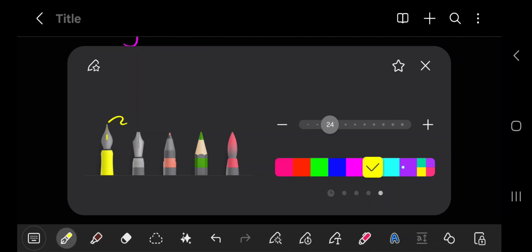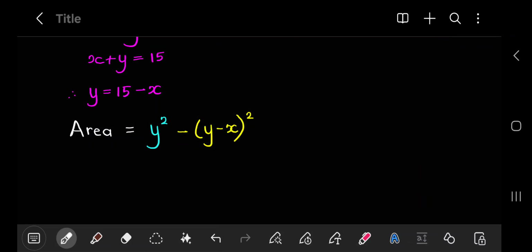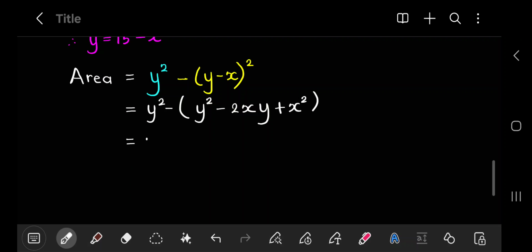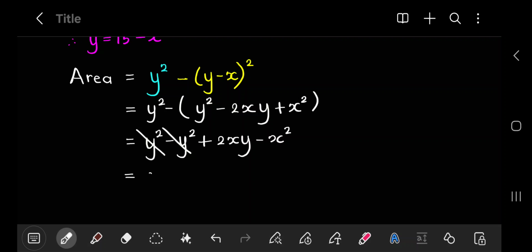Now this can be simplified, and let's go ahead and do that. We have y squared minus, here we have a binomial squared, it's going to result in a trinomial. This is the trinomial that we get. And I'm now going to take that negative and multiply into the bracket with all three terms. It is going to change the sign of each term. Here we have y squared minus y squared. They cancel out with each other. We're just left with 2xy minus x squared.